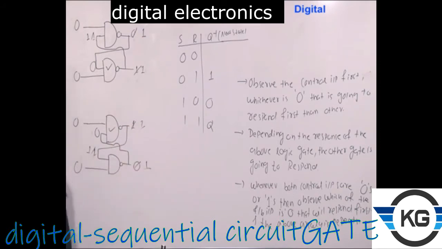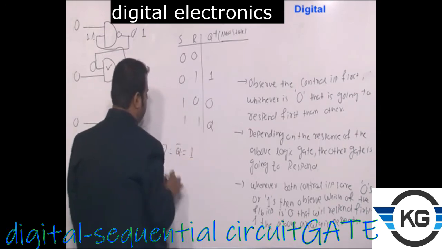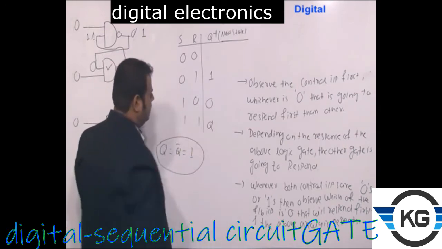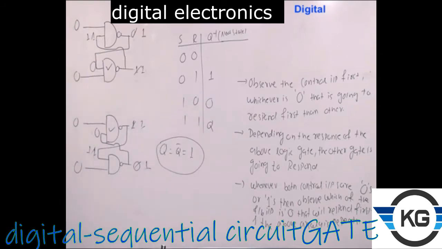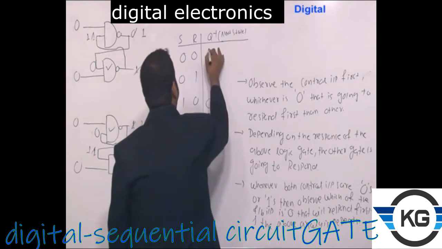This is again 1. What is the observation? That when both of the inputs are 0, 0, the next state is Q equal to Q bar equal to 1. So what you are getting in this case is Q equal to Q bar equal to 1, which is practically impossible. Why it is practically impossible is, you know, that a variable cannot be equal to its complement. How is it possible that 0 can be equal to 1 or 1 can be equal to 0? So even just by analysis, this is not correct. Technically, we say this is known as invalid state.